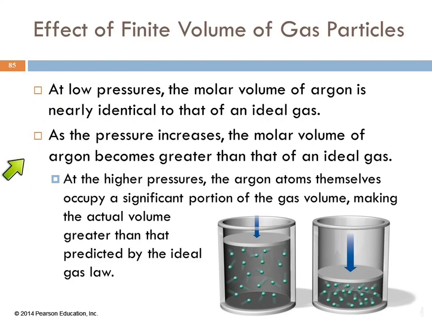But as the pressure increases, if we look here at argon, as we squeeze them together, the molar volume of argon becomes greater than that of an ideal gas. That's because as things get more and more crowded, the argon atoms themselves are going to occupy a more and more significant portion of the gas volume. They're not actually negligibly small anymore. Their size becomes significant, and so that causes the actual volume to be greater than that predicted by the ideal gas law.